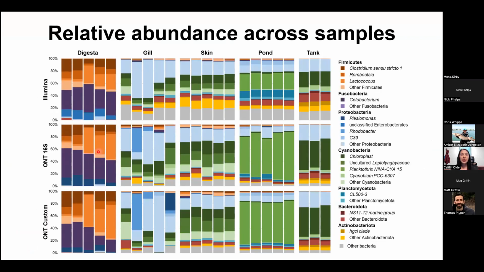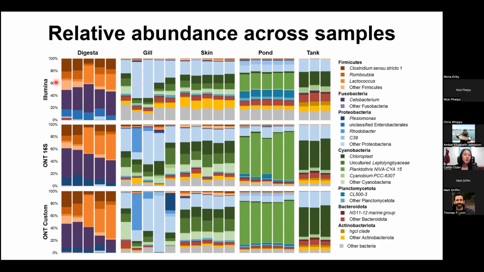And finally, we're looking at the relative abundance of the different bacteria across all of the different sample types. So on the top, we have our Illumina, in the middle, our ONT-16S, and then our ONT custom at the bottom, and then our different sample types across in different columns. So each color represents a different phylum. So all of the orange is Firmicutes and all of the purple is Fusobacteria. And within each color, the different shades represent different genera.